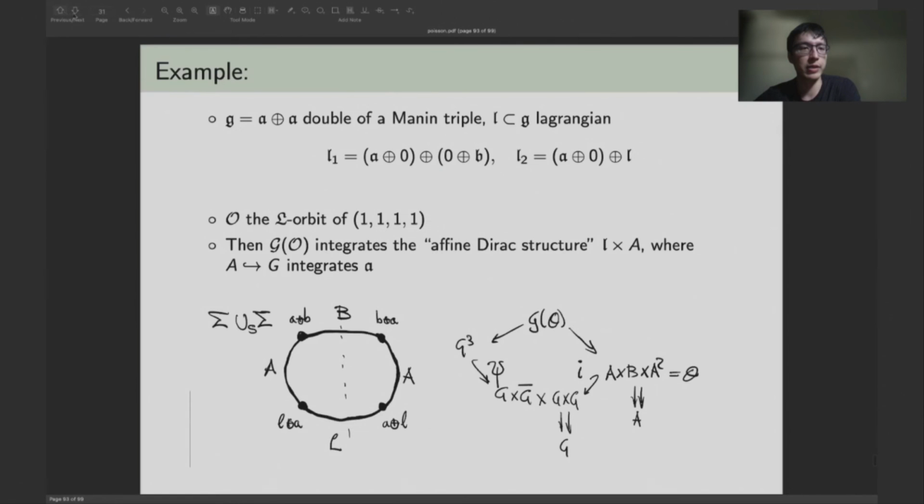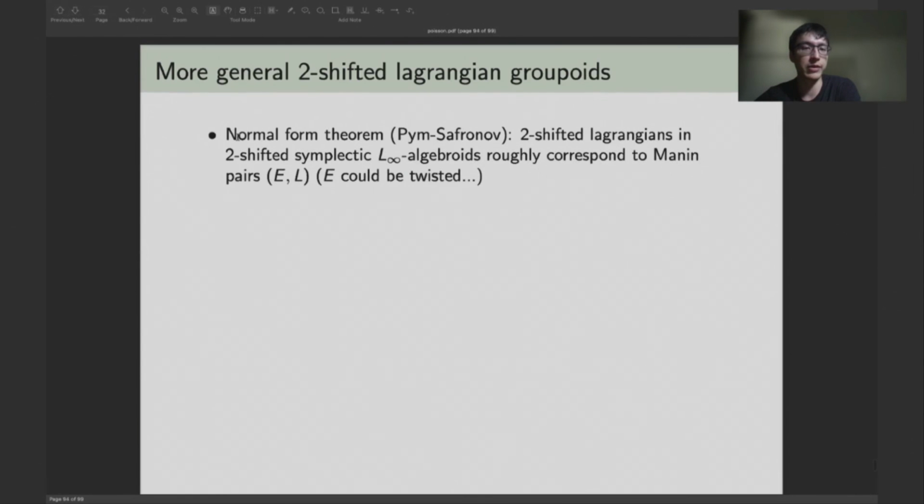Okay. And let me just mention that there is a more general family of Lagrangian groupoids that we can construct. There's a normal form theorem that tells us that Lagrangians in symplectic L infinity algebras roughly correspond to Manin pairs.